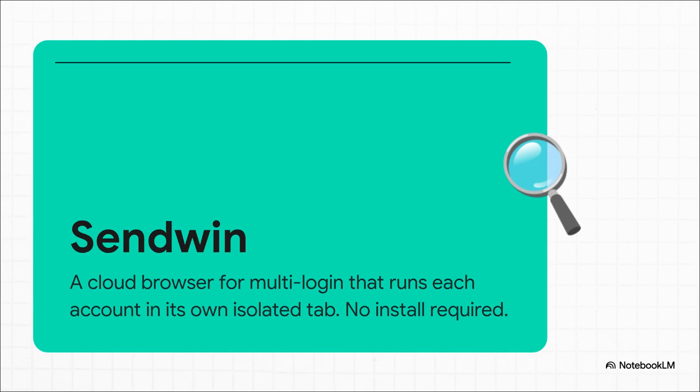Okay, so what is it? Put simply, Sendwin is a cloud browser. The magic here is that every single tab is its own completely isolated bubble. You could have 10 different Facebook accounts open, right next to each other, and none of them would ever conflict. And get this, there's no app to install, no extension to add. It all just works in the cloud.